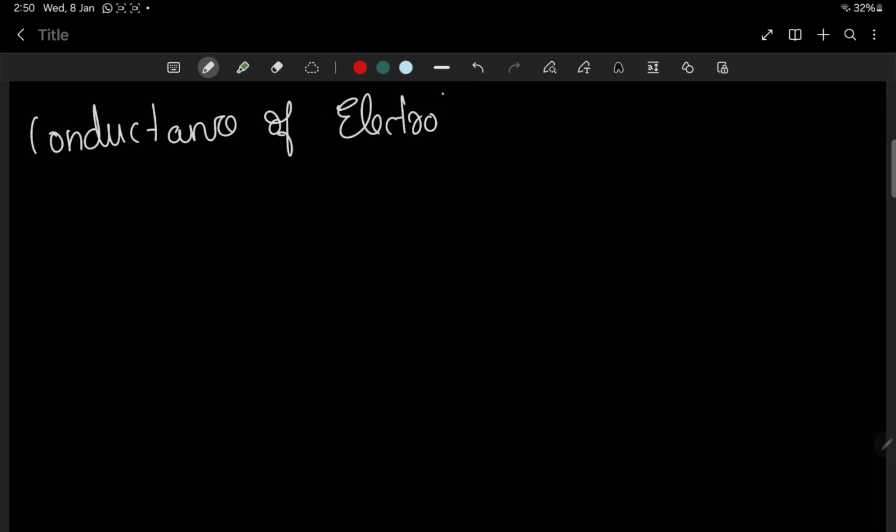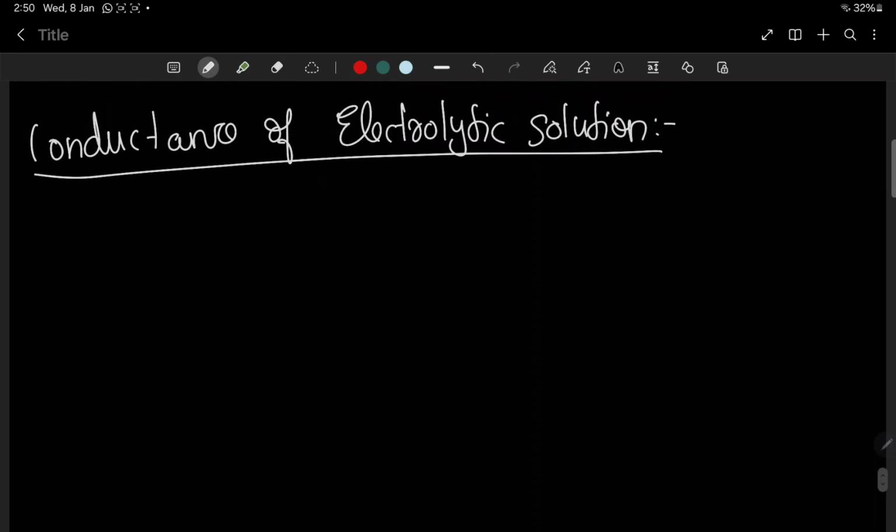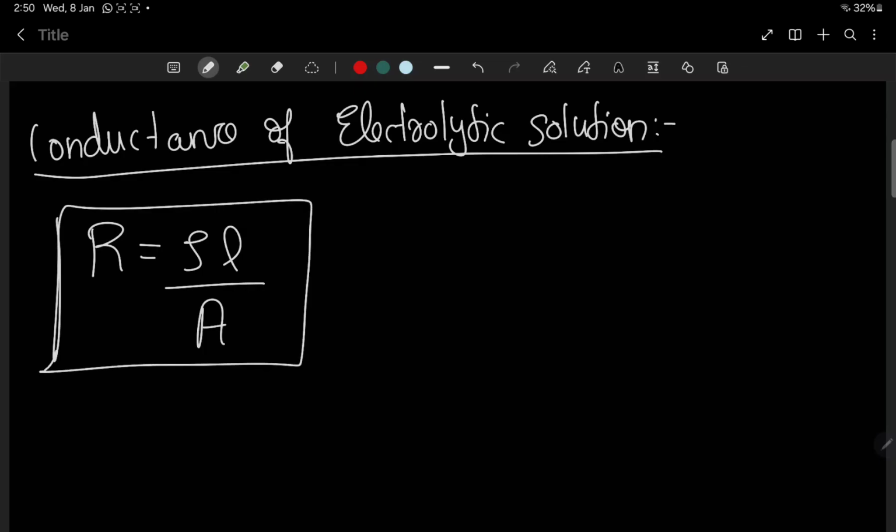Now by this we come to the end of the first part of equilibrium. Now we are going to start with the second part, that is conductance of electrolytic solution. You know that electrolytic solutions conduct. There are a lot of things written here, but you just understand one fact, that R equal to rho L by A. This you learned, R equal to rho L by A.